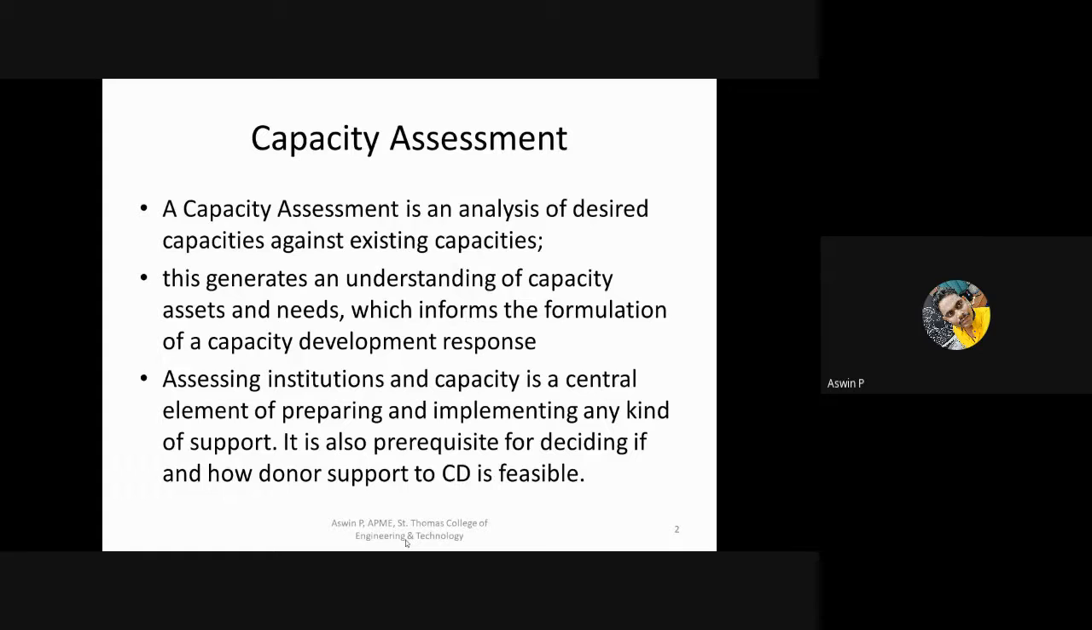It is capacity assessment. So write the heading capacity assessment and write this term: a capacity assessment is an analysis of desired capacities against existing capacities. No need to write everything, but it is an important term. Okay. And also, it generates an understanding of capacity assets and needs, which inform the formulation of a capacity development response. Normally, we will write capacity development as CD. You can write that in the third point. Don't think it is a combat dish, it's capacity development.